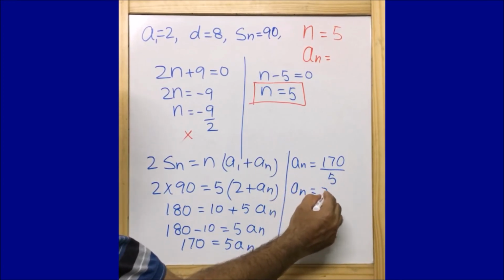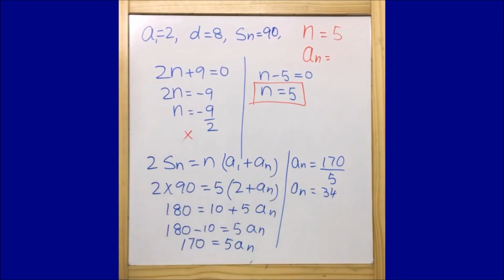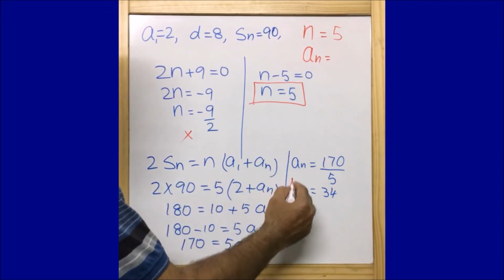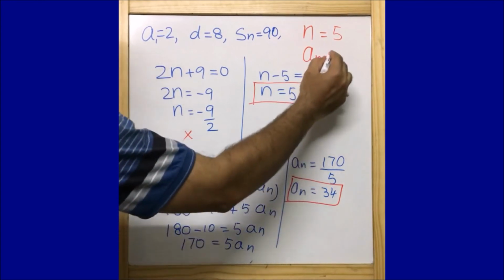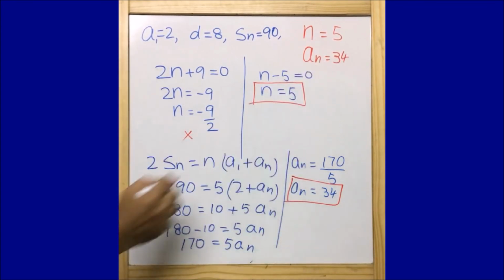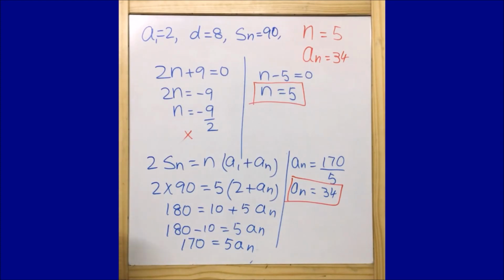5 3s are 15, 5 4s are 20. So guys, we got the value of an as 34. That's all guys. These are the two things that are being asked in the question, so we are able to find out these two things.